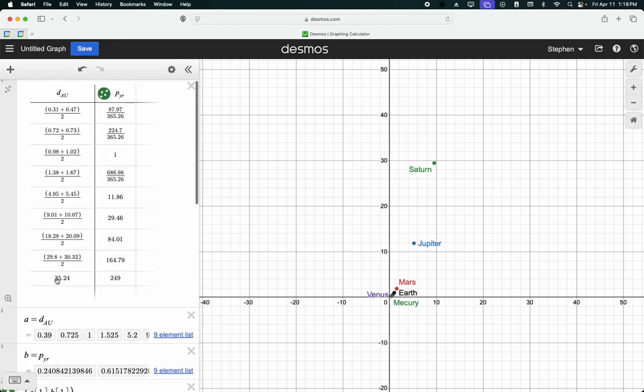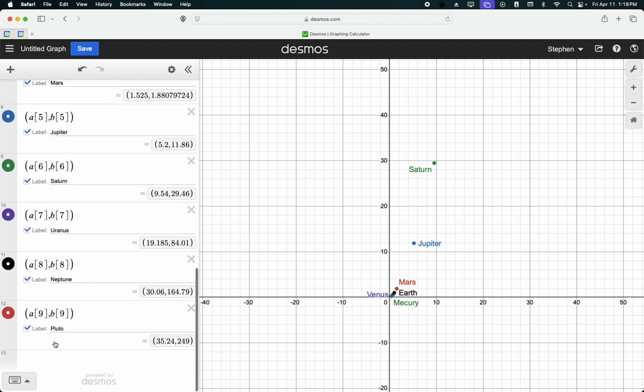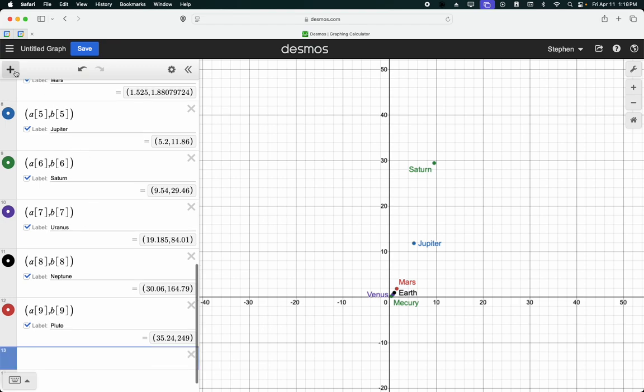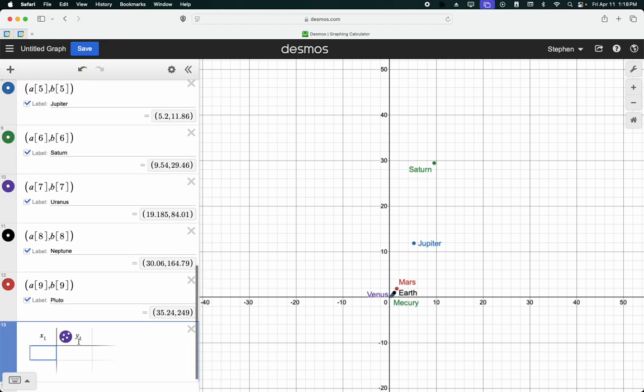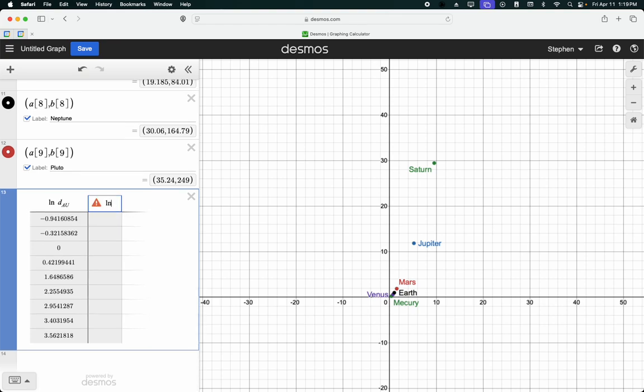It's algebra. So the way I'm going to do this is I'm going to convert all of these to the log equivalents. I'm going to click down here in an empty line, and I'm going to add a new table. And then I'm just going to change this to, instead of D_AU, I'm going to say LN D sub AU, and then that completely fills in the table for me with the log equivalents. And then here, instead of P_YR, I'm going to say LN lowercase p underscore YR.